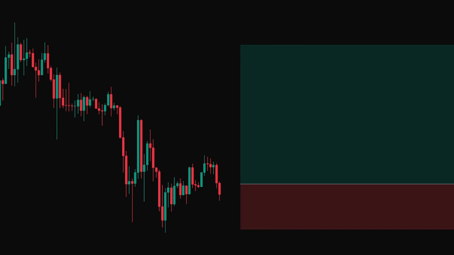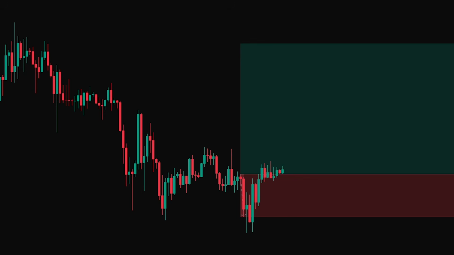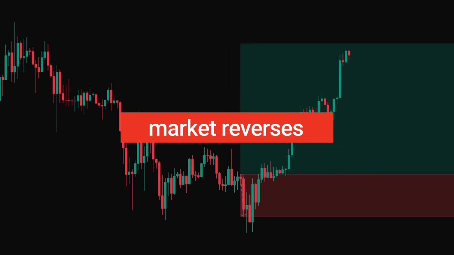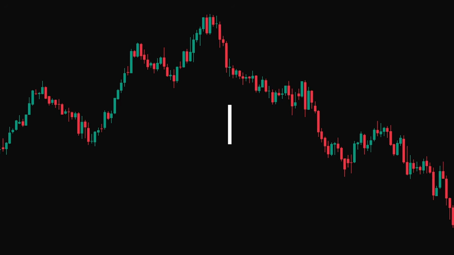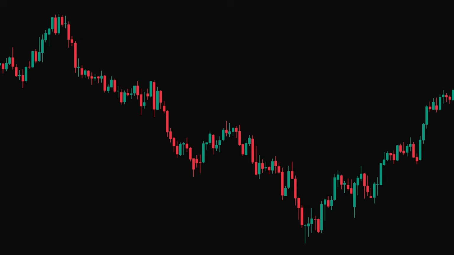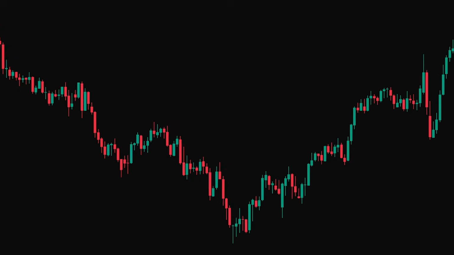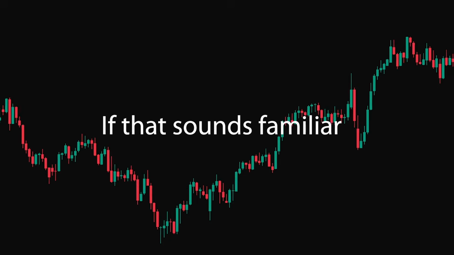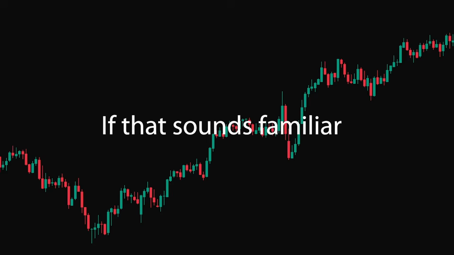Hey traders, have you ever jumped into a trade full of confidence, only to get stopped out right before the market reverses in your favor? Or maybe you've hesitated on an entry, watching the perfect move slip away, because you weren't sure where the big players' stops were hiding. If that sounds familiar, stick around today.